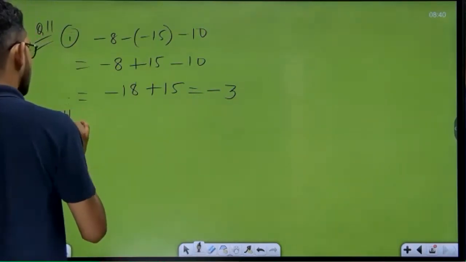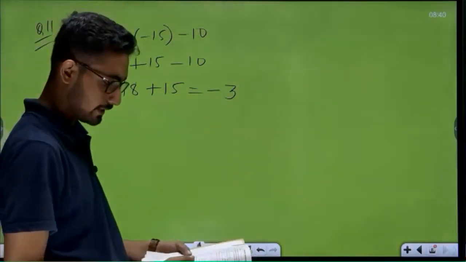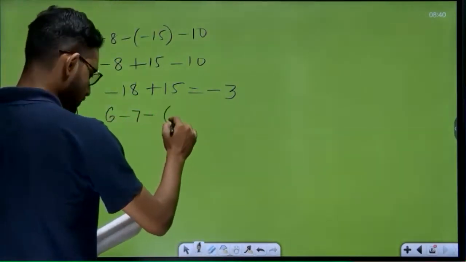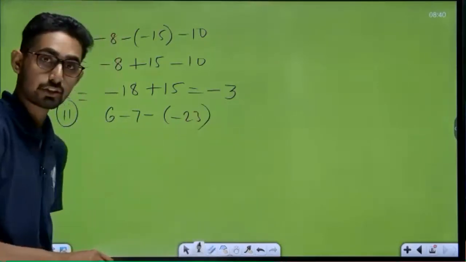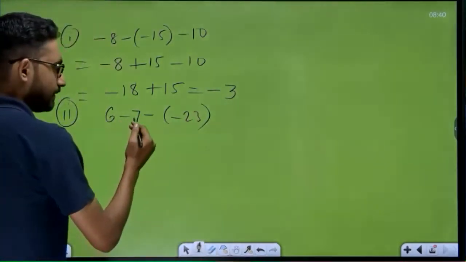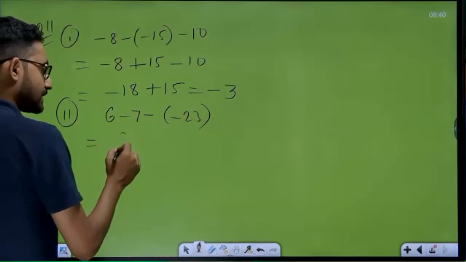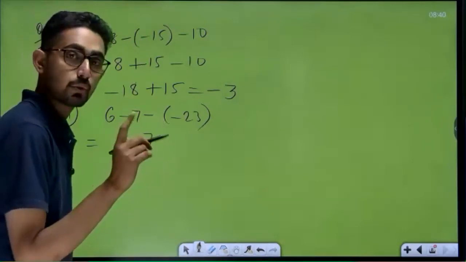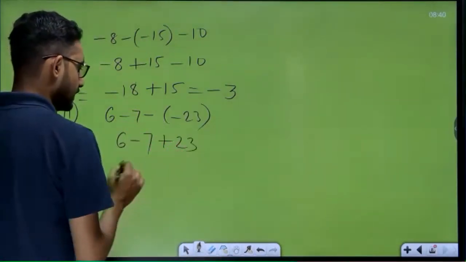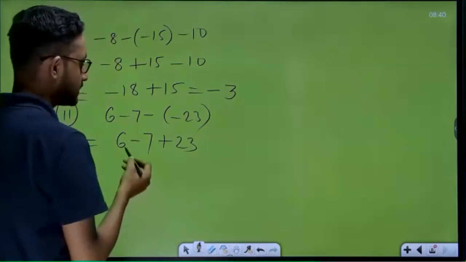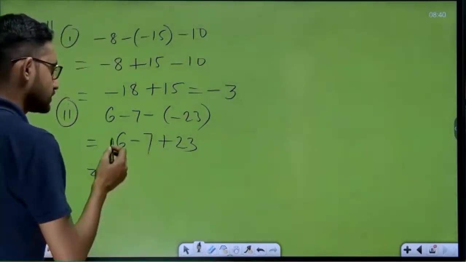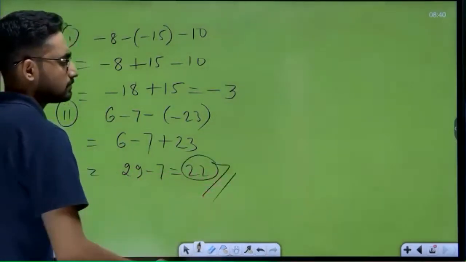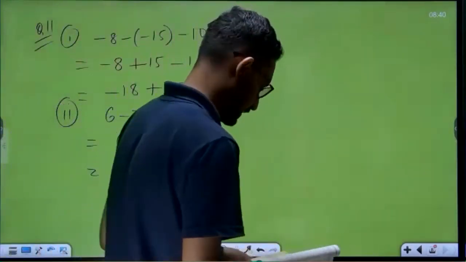Yes, like this we have to solve the next question also. Next question, let's see. Next question is given: 6 minus 7 minus 23. That is the question. How will we solve it? Again in a similar way, 6 minus 7, write down. Now minus minus we know is plus. And which numbers are positive? 6 and 23 are positive. So 6 plus 23, that is 29, minus 7 is equal to 22. Done. So easy question. Now we'll move to the next question.